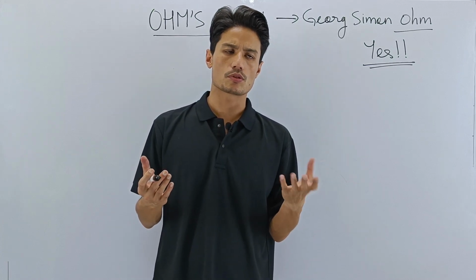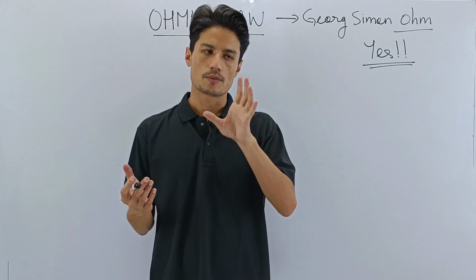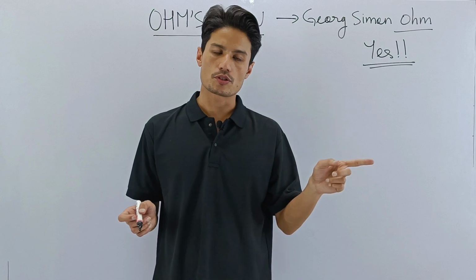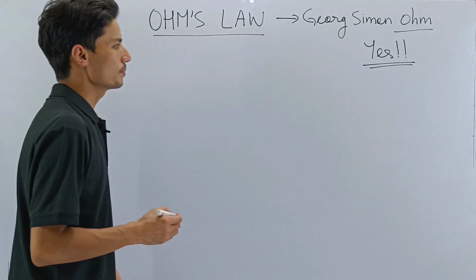The statement of Ohm's law is like this. Ohm's law says that the potential difference across the ends of a conductor is directly proportional to the current flowing through the conductor, provided temperature remains the same. So let us write down the statement also.